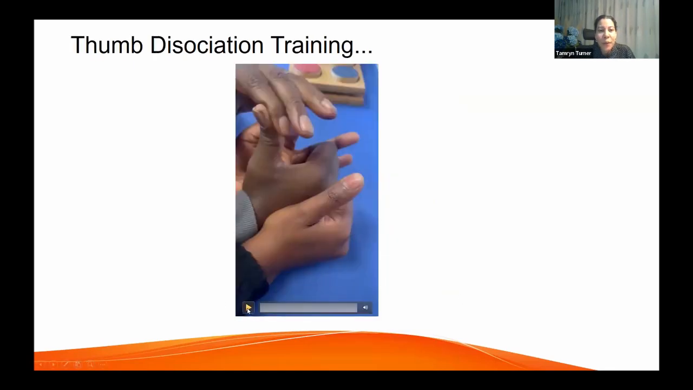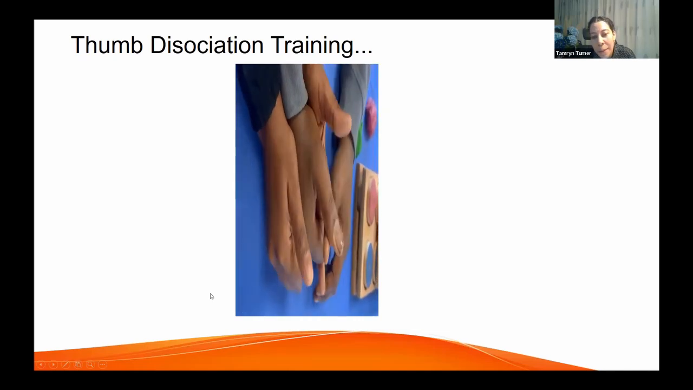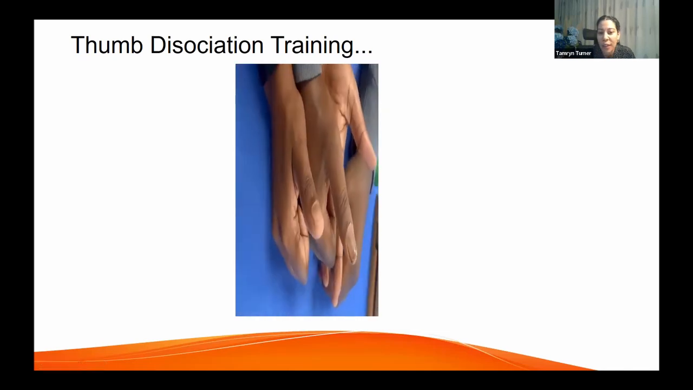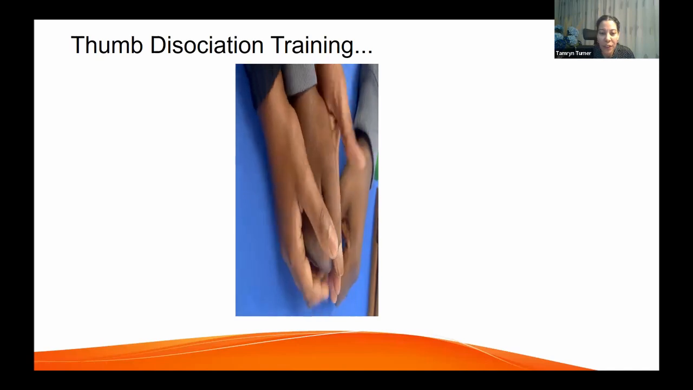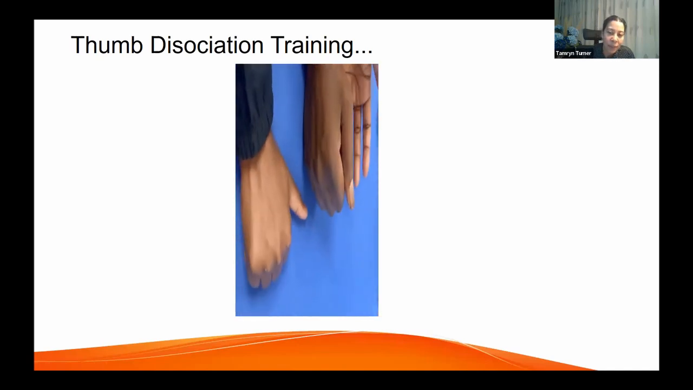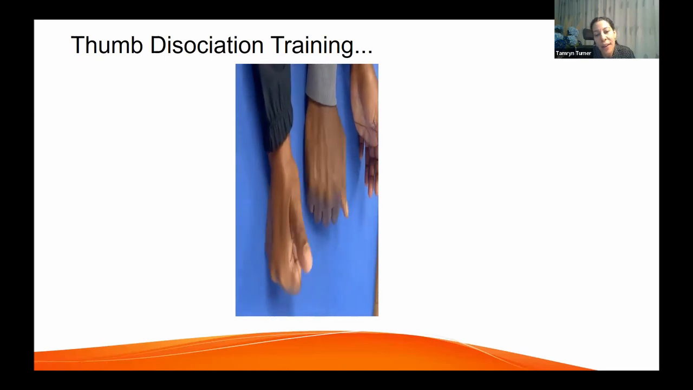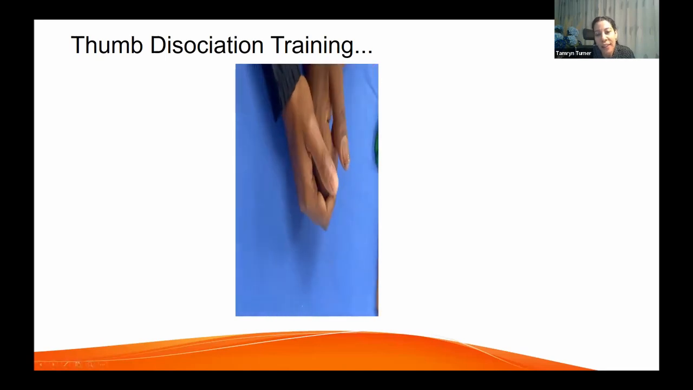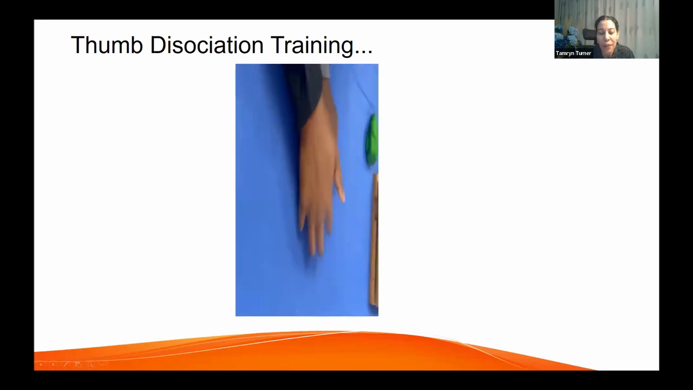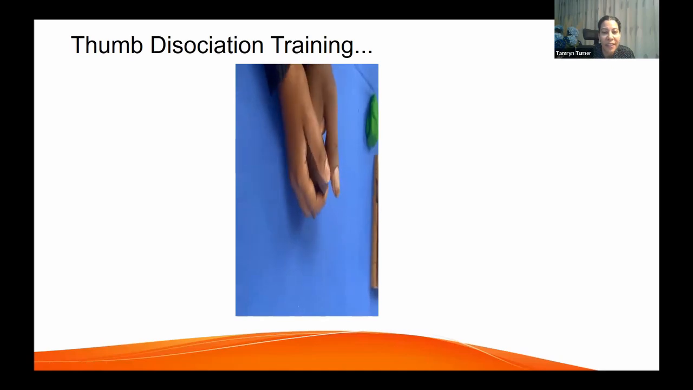And this is a practical way of how I'll start to elicit thumb dissociation. So what I'm doing is I'm asking the patient to extend his thumb. And I'll use all my NDT techniques prior, and I'll then start to encourage the thumb to dissociate from the fingers. You can change the slide.